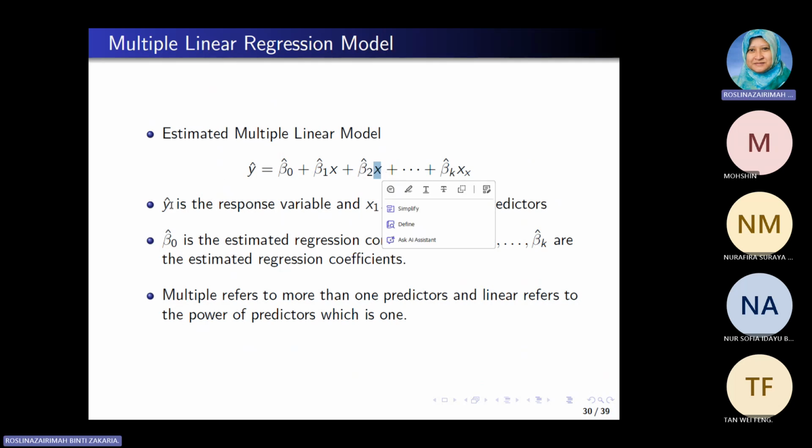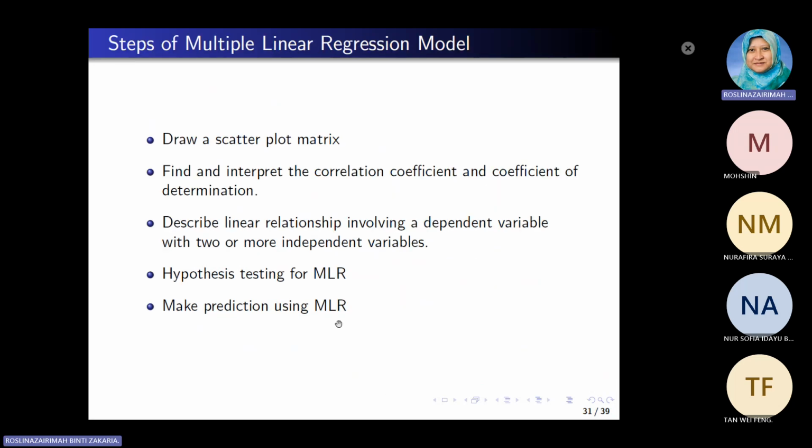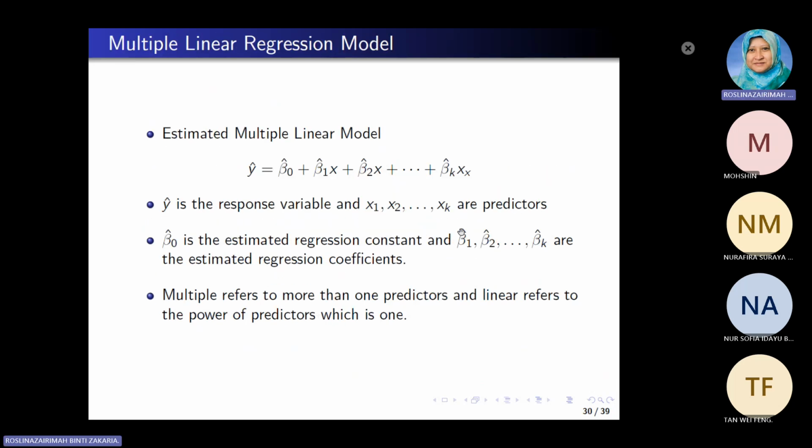Similarly, Y hat is the response variable, and X1, X2 up to Xk are the predictors. Beta naught is the estimated regression constant, whereas beta 1, beta 2 are the estimated regression coefficients. Multiple here refers to more than one predictor, and linear refers to the power of the predictors, which is 1. That means X1 to the power of 1, X2 to the power of 1, Xk to the power of 1. That is why it is linear.